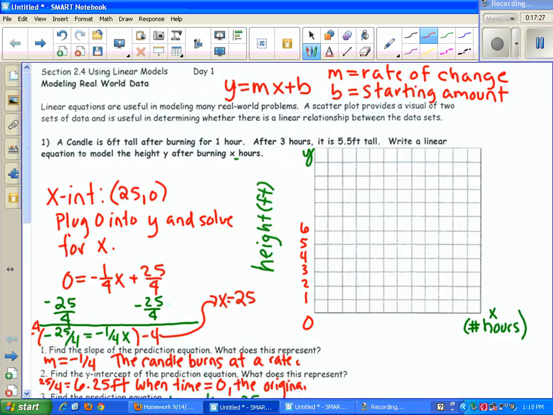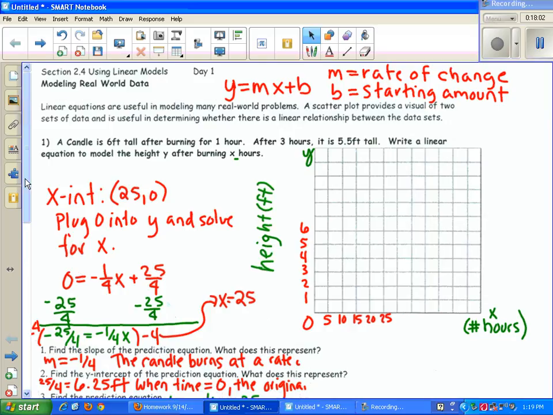So what does that mean? That means that it takes 25 hours for my candle to completely burn. So given that, I don't have enough spaces on my graph to go up to 25 because it's a small graph. If I try to do it by twos, I would have 2, 4, 6, 8, 10, 12, 14, 16, and that's probably not going to work. So let's go ahead and go by fives. So this is going to be 5 here, 10, 15, 20, and I can stop at 25 because I know that's going to be my x-intercept.